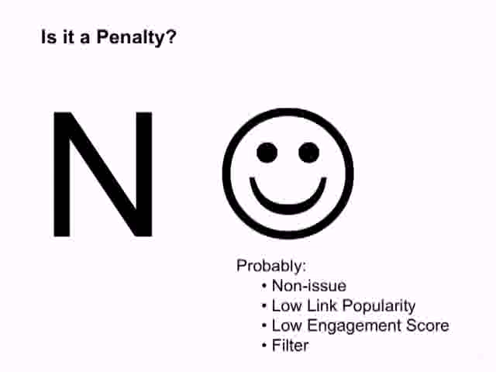You may have low link popularity, so you may not be able to rank with duplicate content. You may have low engagement score because your page isn't good. Or it may just be a duplicate content filter. The pages on your website that are duplicate content are probably just getting filtered and not being included in the overall part of your site if you are scraping news and content from other sources.